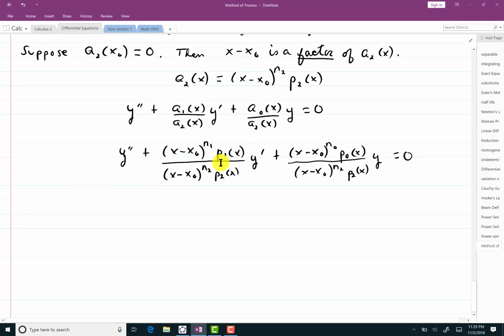Now these are factored in such a way that x sub 0 is not a 0 of p1, x sub 0 is not a 0 of p2. So I factored out as much x minus x 0 as I can from everything. Same thing here. So I can rewrite this in the following fashion.